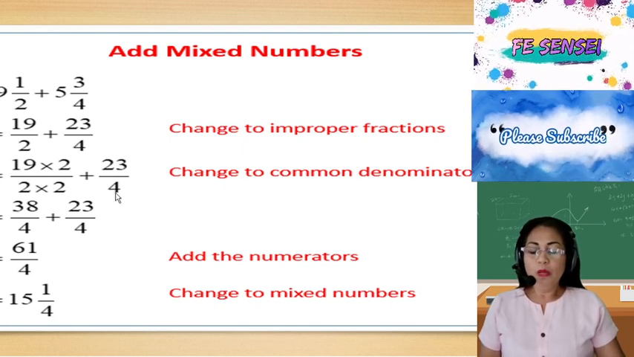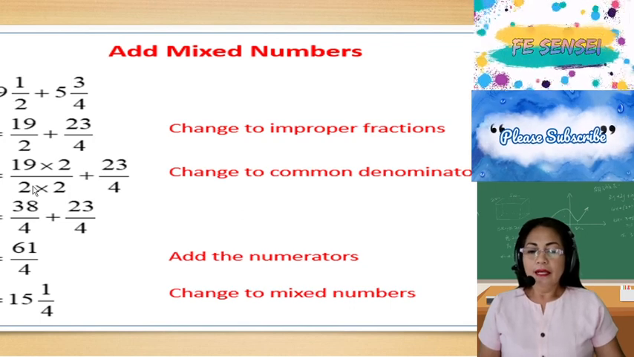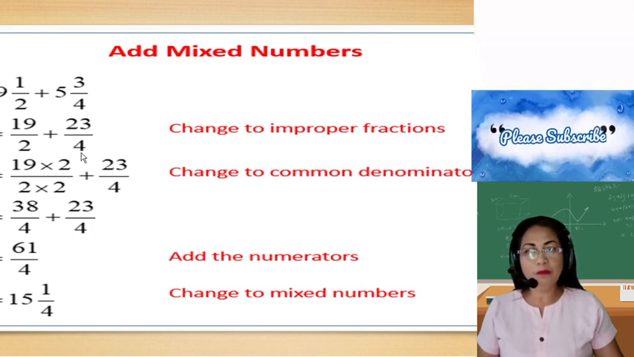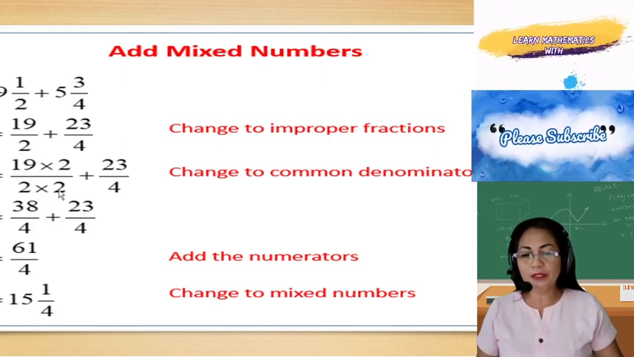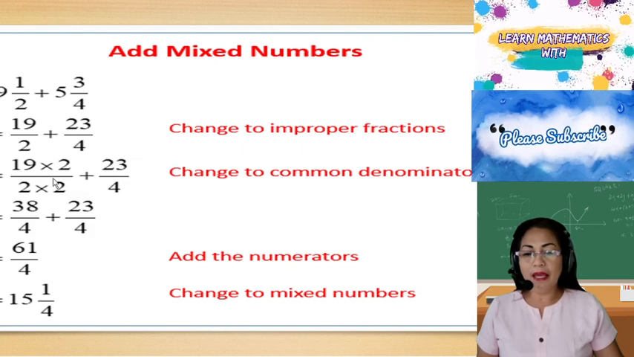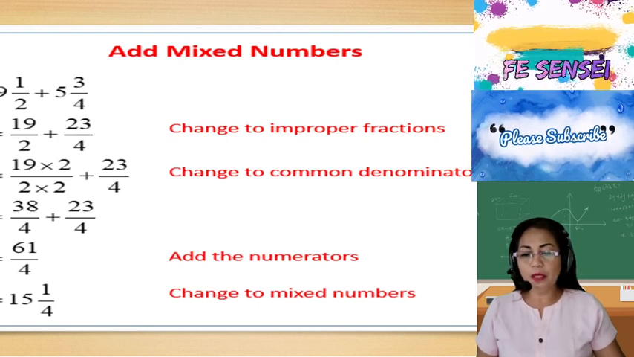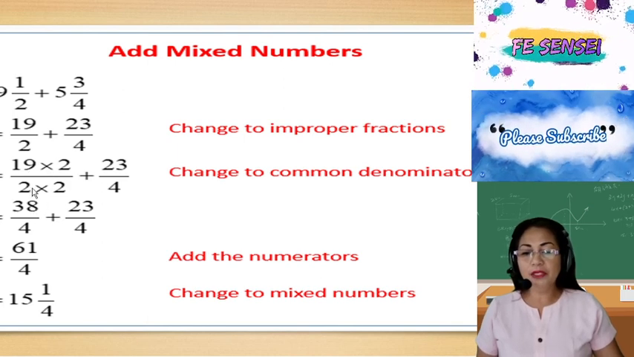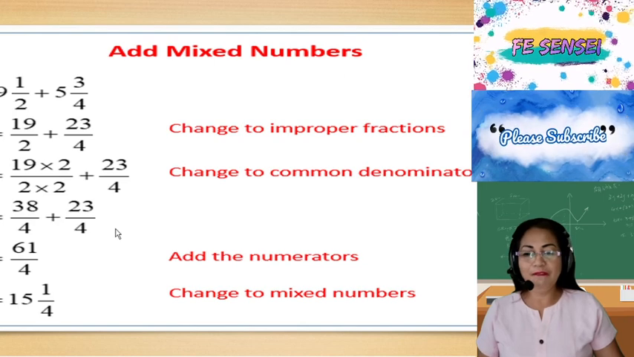So we're going to look for a number that the denominator of the first fraction will be equal to 4. So we're going to multiply the denominator 2 by 2 to get 4. And if we're going to multiply the denominator by 2, we also multiply the numerator by 2. So 19 times 2 equals 38 and 2 times 2 equals 4. So they are now similar fractions.